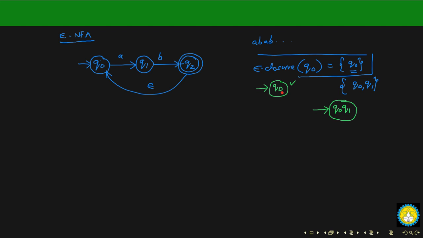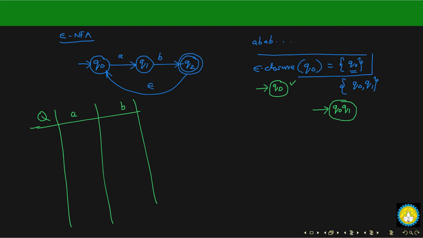Okay, so let me make a transition table. So let me fill in this transition table one by one. So we have already identified our starting state as Q0. So let me start with Q0. And we have to look at the transitions from the given epsilon-NFA. So Q0 on A, we are interested in finding Q0 on A. So we know that Q0 on A goes to Q1. Okay, so that's the only transition available. So you can write it as Q1.